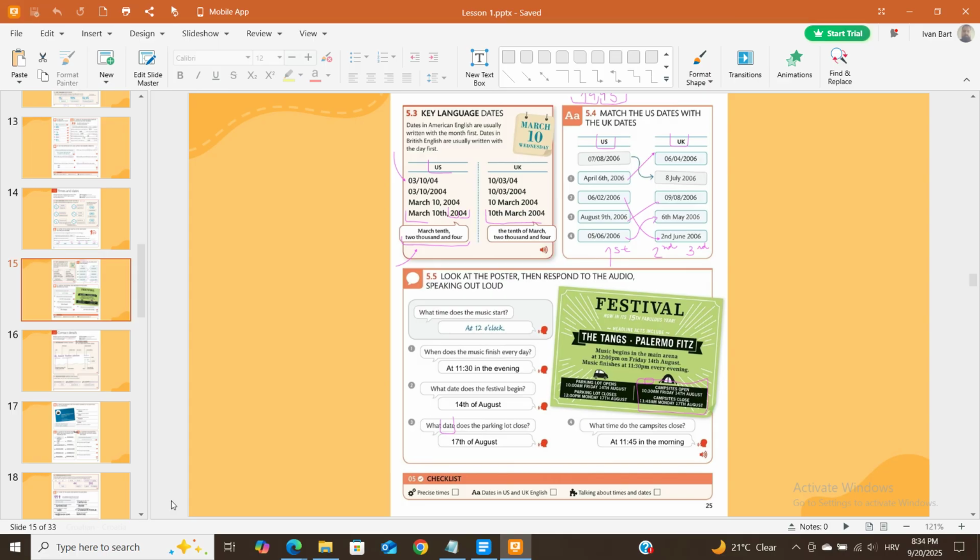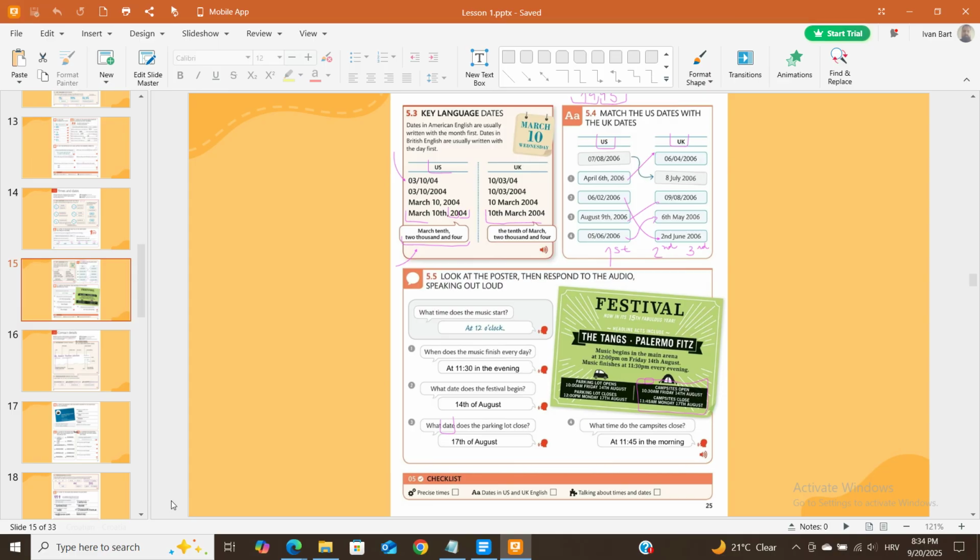5.5 Look at the poster, then respond to the audio. Speaking out loud. What time does the music start? At 12 o'clock. When does the music finish every day? At 11:30 in the evening.